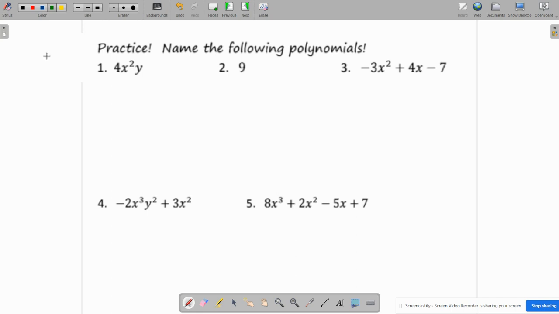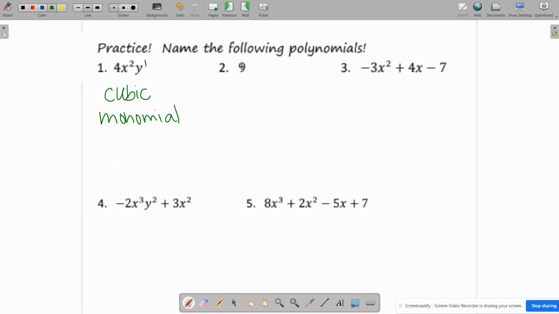Let's practice naming polynomials. I can see that number 1 has only a single term, meaning it's a monomial. And when we're looking for the degree of a monomial, you need to add the exponents of all variables. So x has an exponent of 2, y has an exponent of 1, 2 plus 1 is 3. That means that overall this is a degree 3, so we call it a cubic. And since it has one term, it is a monomial.